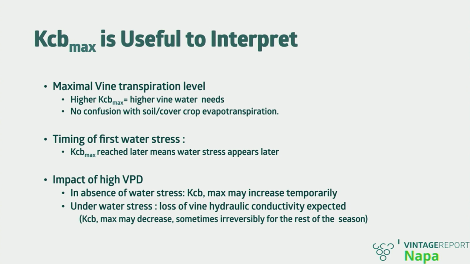Now I'd like to discuss our observations regarding the maximum value of plant basal crop coefficient. So the higher that number is for a given climatic demand, the more water the plant needs to fully satisfy its water needs. When the value is higher, we therefore have higher water needs. It's also interesting because by looking specifically at the plant, we are not confusing the effect and the contribution of soil transpiration and cover crop transpiration in boosting the amount of water being lost by the vineyard.